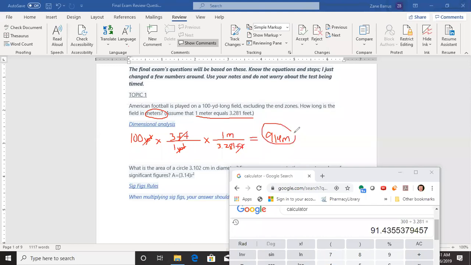And that's your answer. Okay, so just a simple process of dimensional analysis, and then you're done. Let's go ahead and go on to number 2 now.